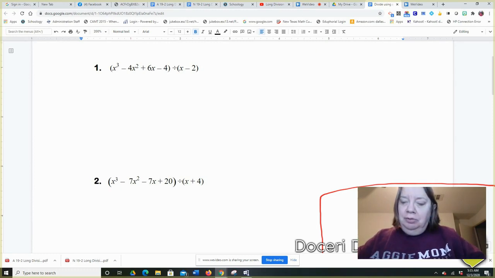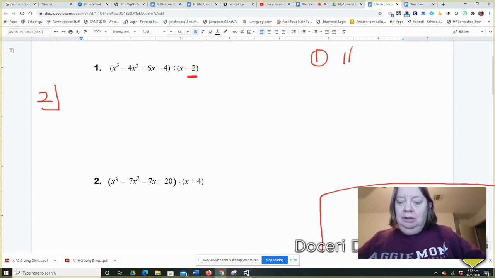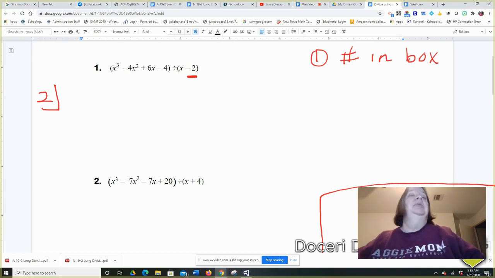The first thing we're going to do is take the number that we're dividing by, change the sign, and put it in this little box. We put the number in the box. Remember to change the sign. If this was x minus 2, we put a positive 2. If it were x plus 2, we would put a negative 2. Whatever it is, you change the sign, put it in the box.